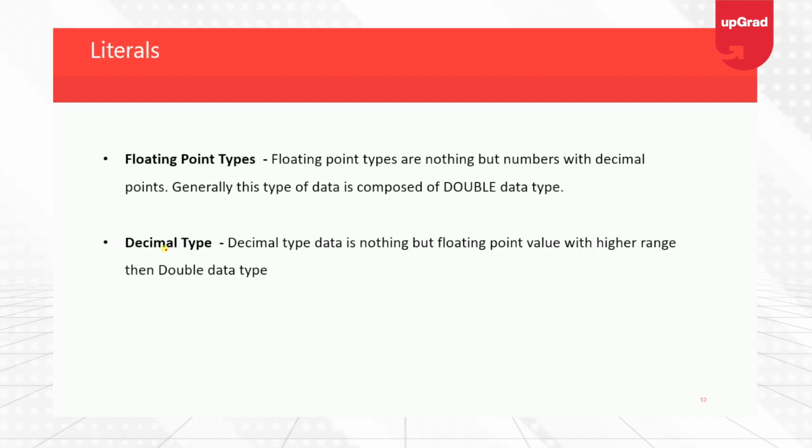Then we have floating point types. Floating point types are for representing the numbers with decimal points. We have decimal type as well. Decimal type is similar to floating point but with a higher range.